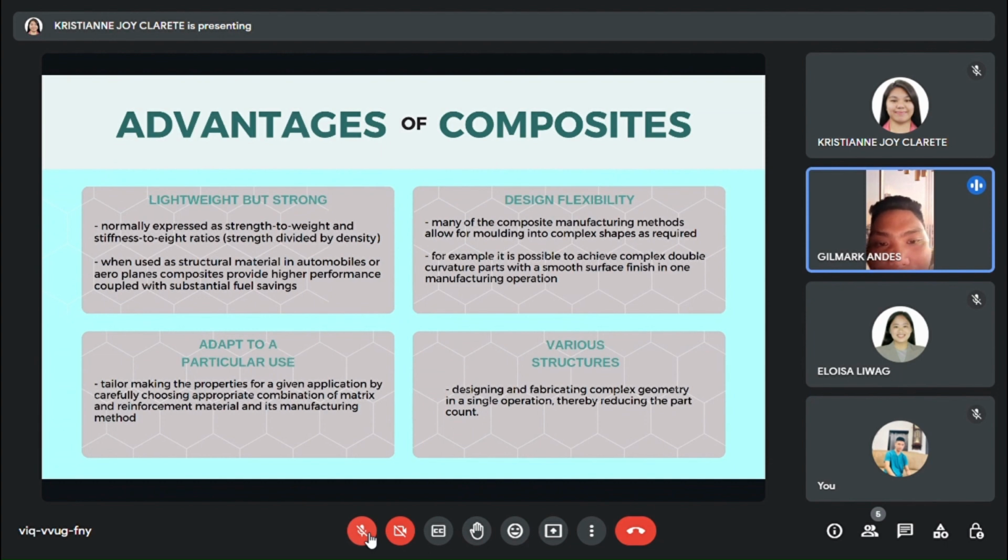Adapt to a particular use. Tailor making the properties for a given application by carefully choosing appropriate combinations of matrix and reinforcement materials and manufacturing method. Design flexibility is that composites offer design options that would be hard to achieve with traditional materials. Adapting for a particular use, composites can be molded into different complex shapes, which can replace multi-unit assemblies, consolidating the assembly processes.